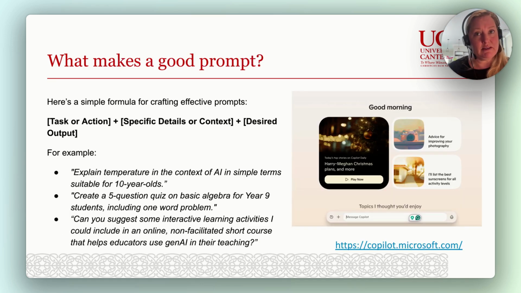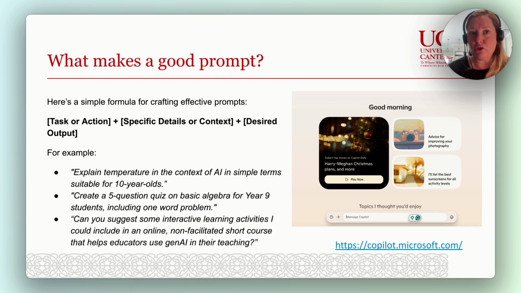Providing specifics is important to achieving the best results. A well constructed prompt needs to have three elements. This includes the task or the action, in other words, what you want the AI to do, the specific details or context around this task, which is the information that helps guide the AI in its response, and the desired output. This is the format that you're expecting from the AI.